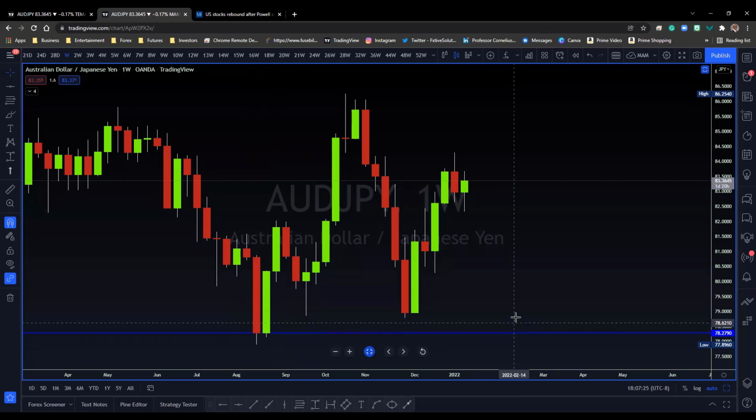Because this thing could hit this and go back up. And I think that's exactly what it's going to do. I think it's going to hit this and it's going to pull back again.